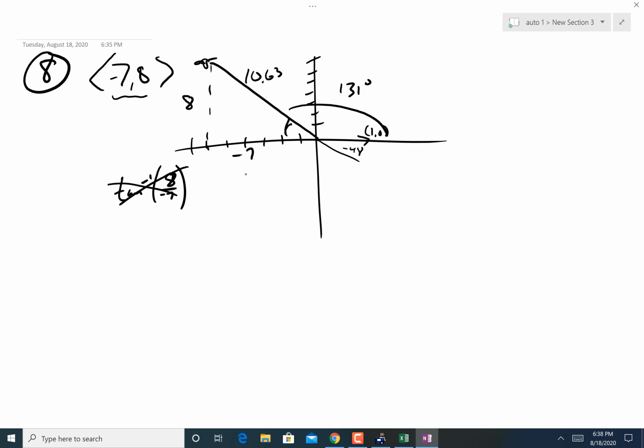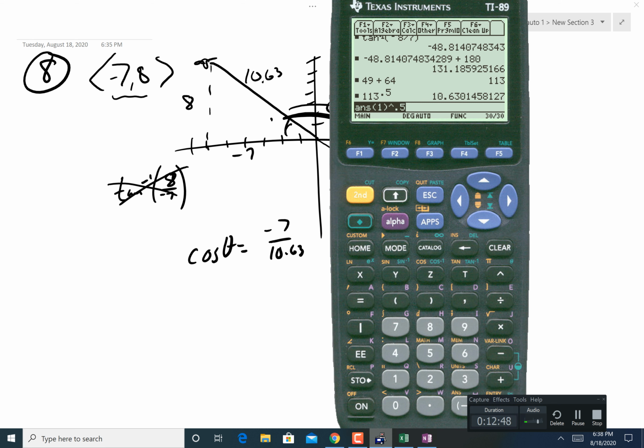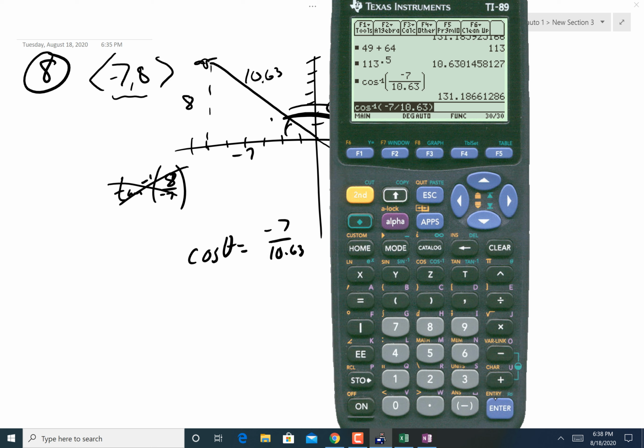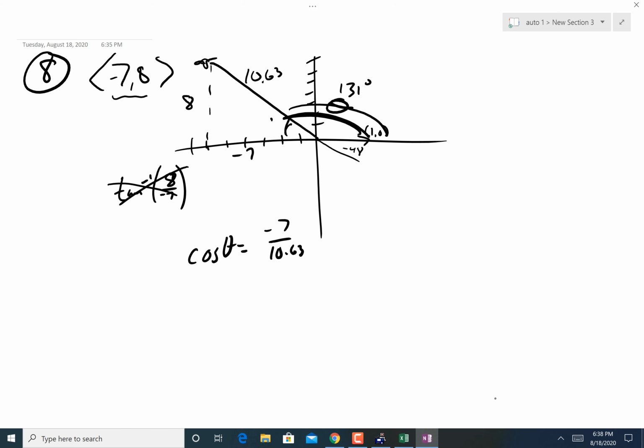So if I do the cosine of this angle here, cosine of theta is equal to -7 over 10.63. And lo and behold, if you do the inverse cosine of -7 divided by 10.63, you get 131 degrees. Same thing, right? It's just a different way of going about it. Makes no difference to me. And so you did 113 instead. Well done on those ones.